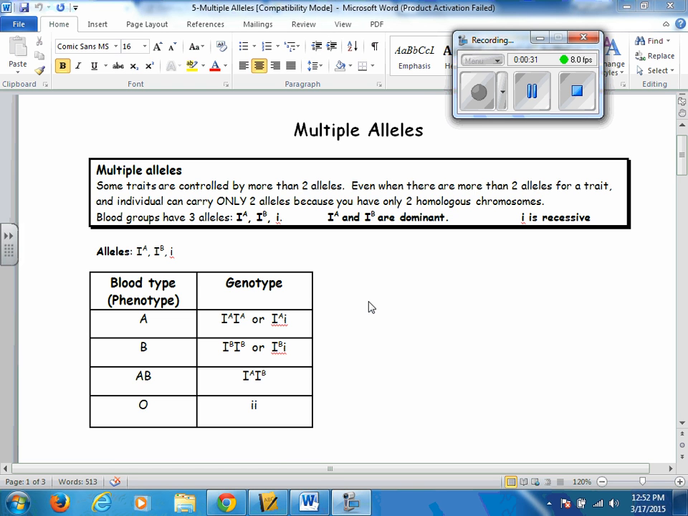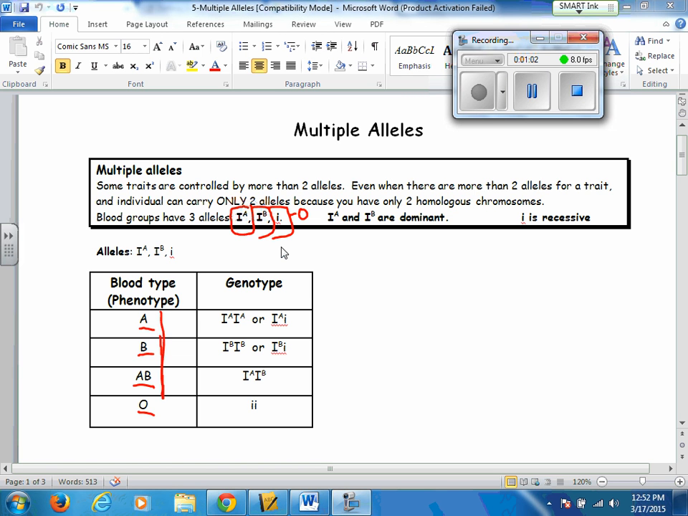Blood groups have three alleles that control the trait for blood type, right? So you have the A gene. I'm going to just circle this. You have the A gene, you have the B gene, and then you have little i, which is O. Because in blood types, and you can go to the chart here, you have type A blood, you have type B blood, you have a combination of A and B, and then you have O.